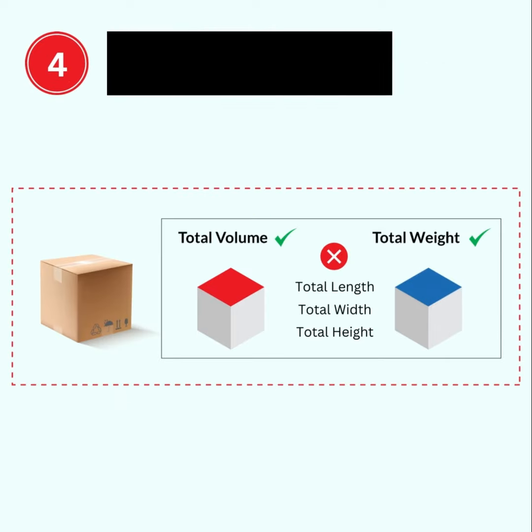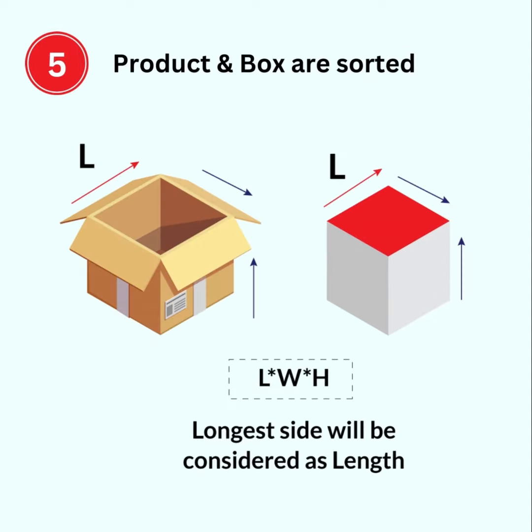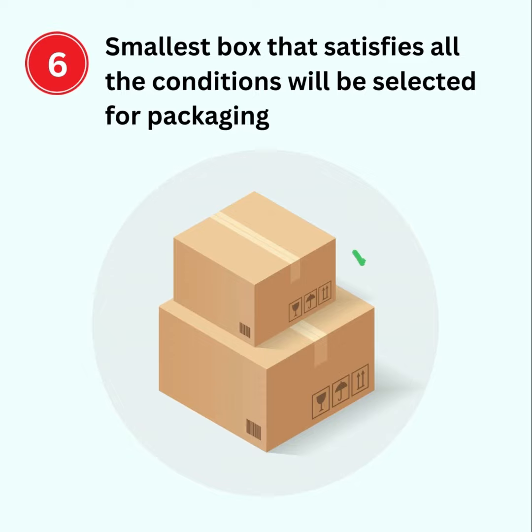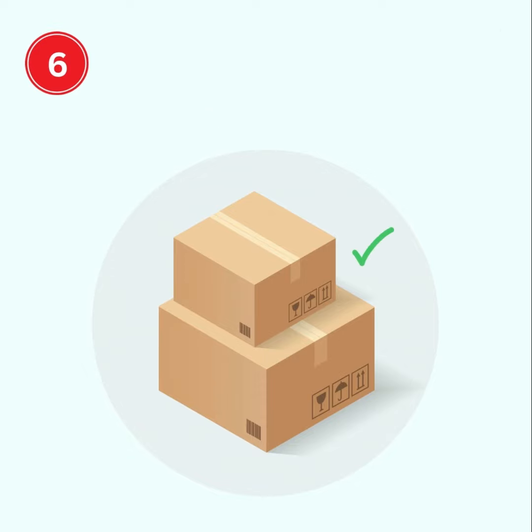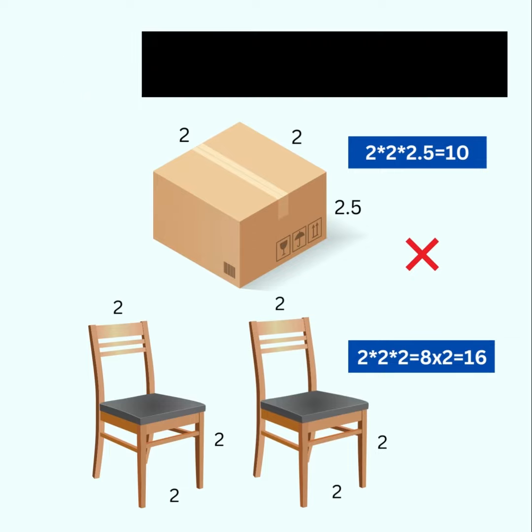It's important to note that the algorithm only considers the total volume and total weight of the products, and the combined dimensions of the products are not checked. The products and box are sorted with the longest side being considered as the length. Finally, the smallest box that satisfies all the conditions will be selected for packaging. However, this algorithm may not be suitable in cases when total product volume doesn't match final box volume.